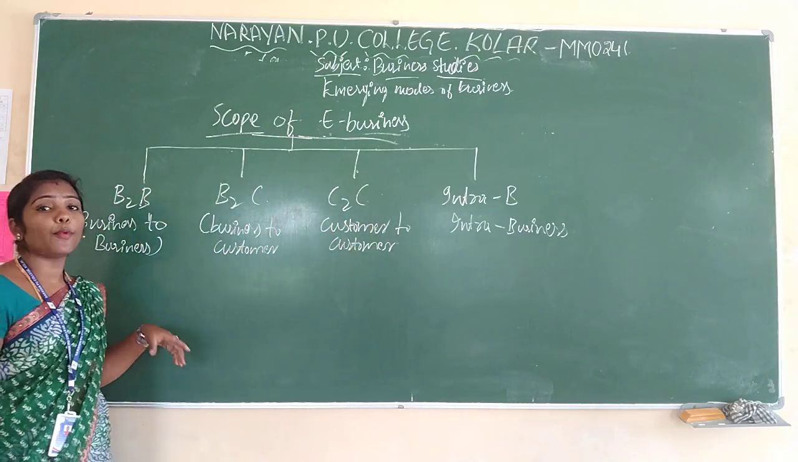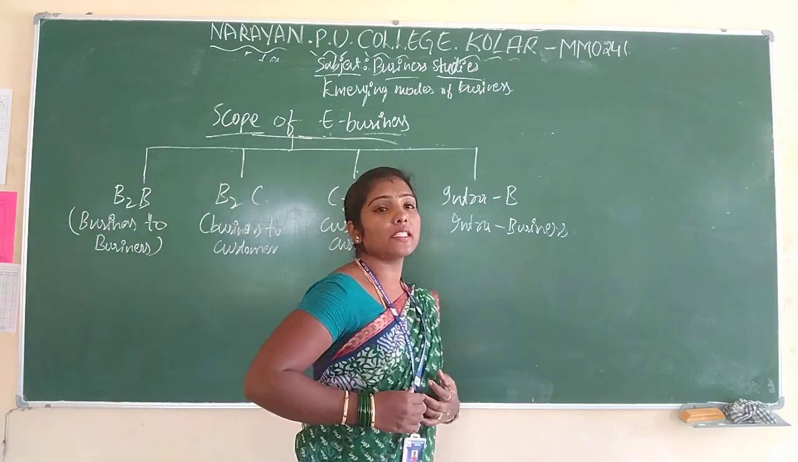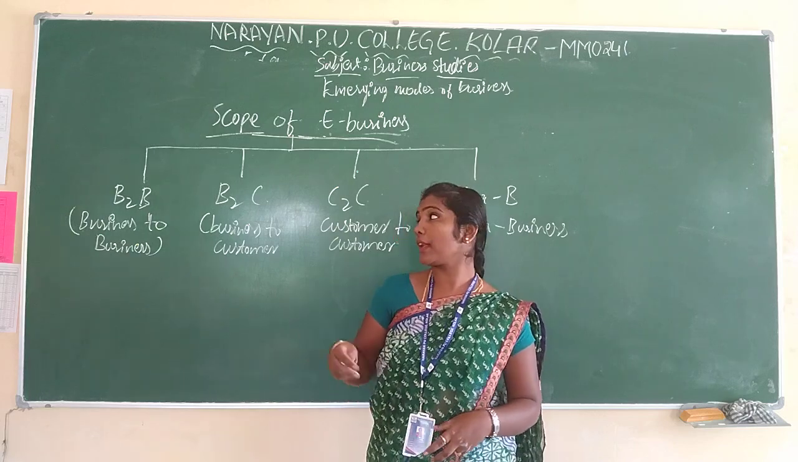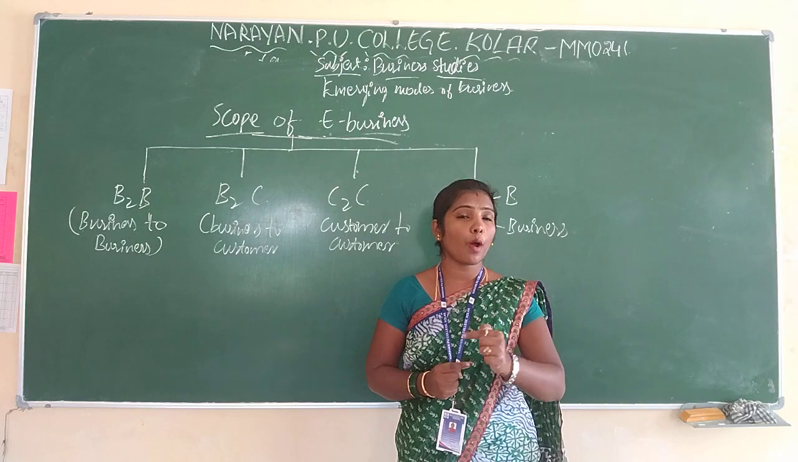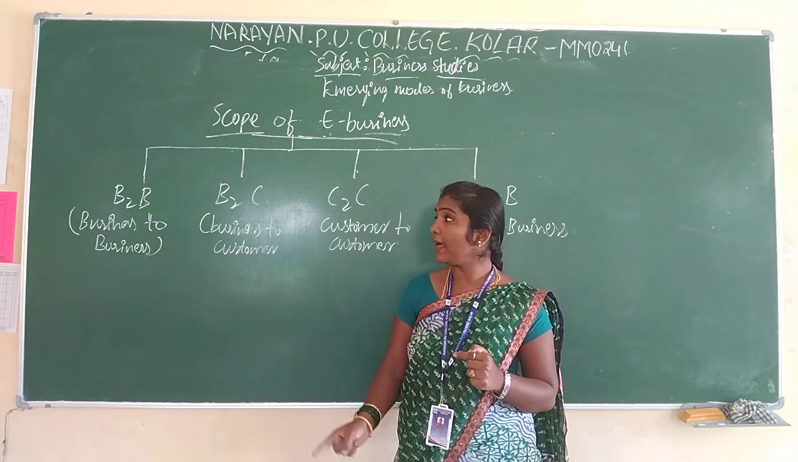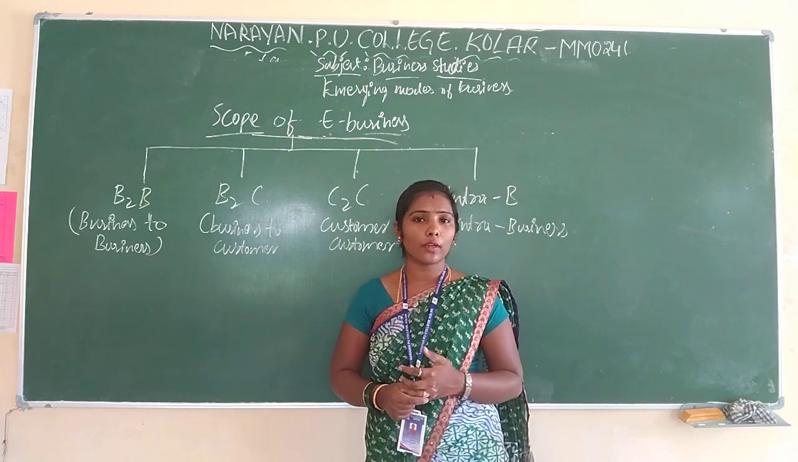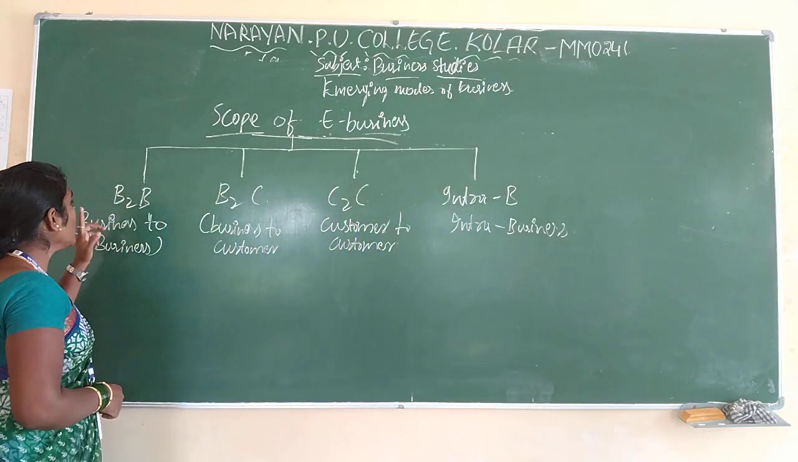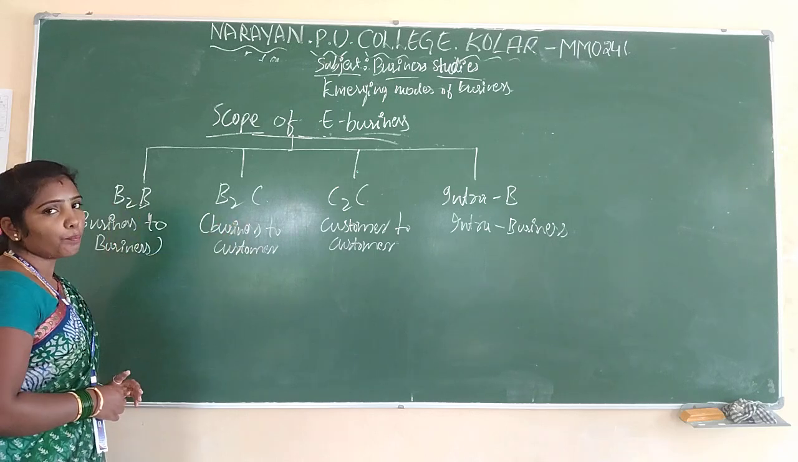E-business scope are e-business models. When you write the e-business models, you have to write these four models. If the question is about the scope of e-business, you should write these four types. We will discuss them one by one now. B2B, B2C, C2C, intra business.